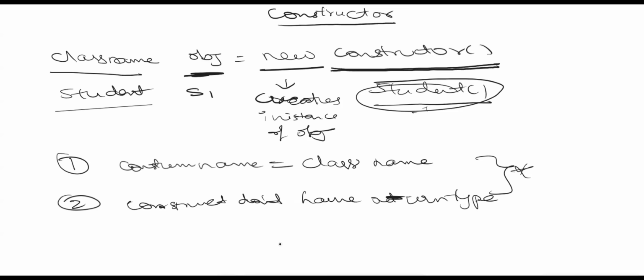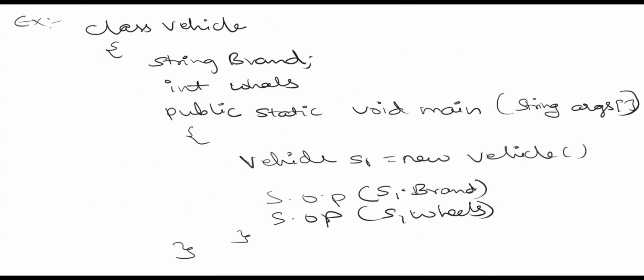We have methods, right? Methods have return types, but a constructor doesn't have a return type, like void or int. It doesn't return anything. Let's discuss it further.